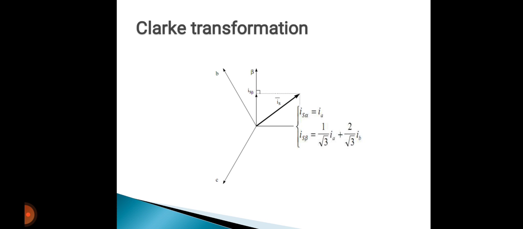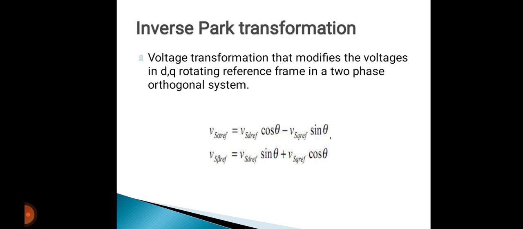We can mathematically express the Clarke transformation as IS alpha equal to IA and IS beta equal to 1 by root 3 IA plus 2 by root 3 IB. In the inverse Park transformation, a voltage transformation modifies the voltage in the DQ rotating reference frame into a two-phase orthogonal system, which we can express as Vs alpha reference equal to Vd reference cos theta minus Vsq reference sin theta, and similarly Vs beta reference.